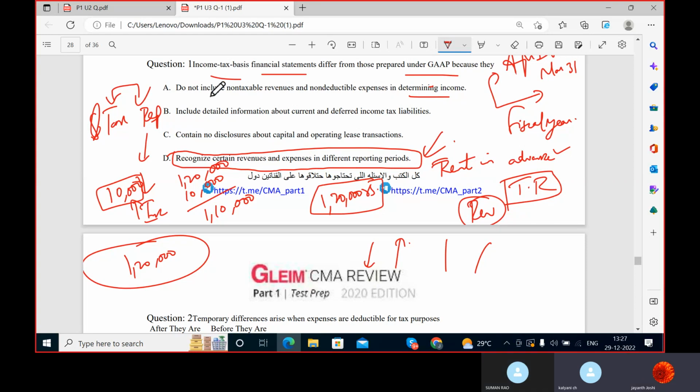So income tax basis financial statements differ from those prepared under GAAP because items are shown in different periods. That's it. It is not that certain incomes are not shown in financial reports. Certain incomes should never be shown in the tax returns. That is an understood fact, and that is for the permanent difference. The main reason is this.